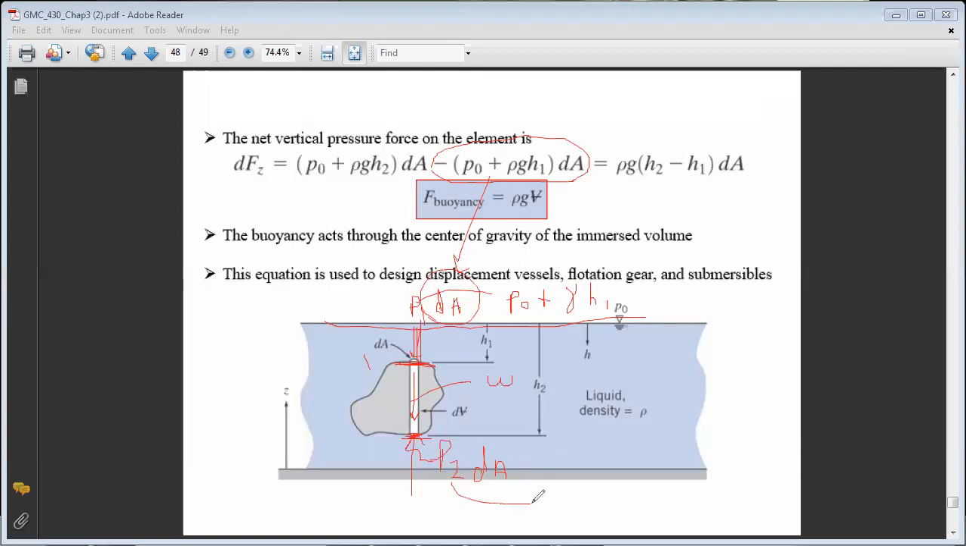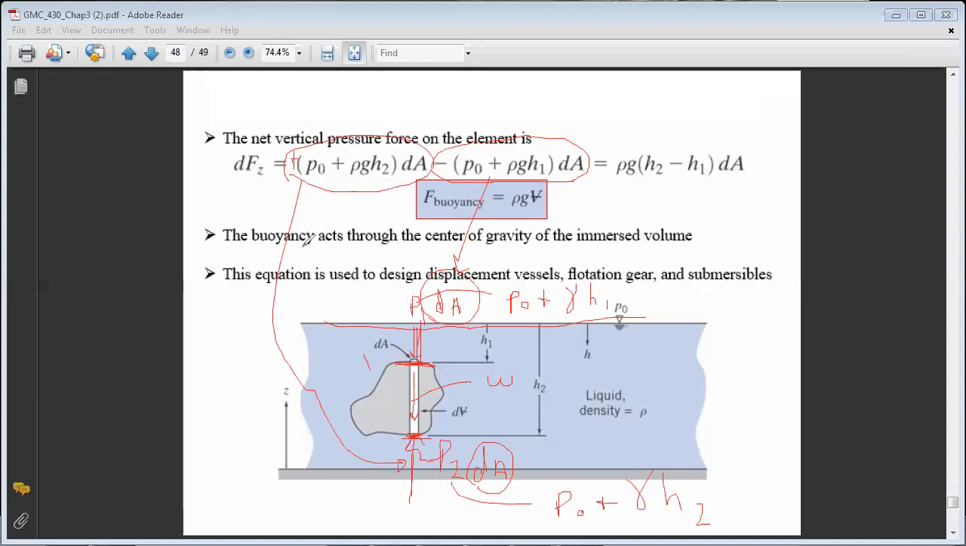Now, if I consider the force from the bottom, it's P2 times dA. If I want to express P2, it's P0 plus the action of the fluid column, which is gamma H2. And I don't forget, of course, to multiply by dA. And since it's an upward force, I will put it as plus P0 plus rho g H2 times dA. So this term represents the pressure component from the bottom level.